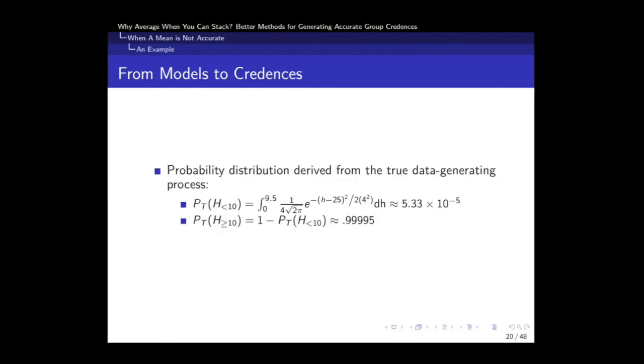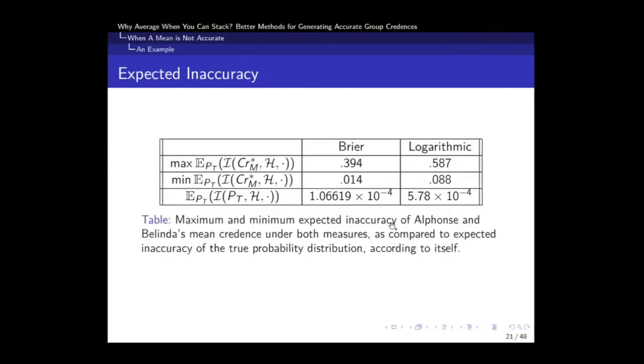But of course, if we were to derive a probability distribution from the true data generating process, we would get very different results, right? So if we use the true data generating process to derive probabilities, we see that the true probability that less than 10 hares are observed in the forest is very close to 0, 0.533 times 10 to the negative fifth, and the probability that 10 or more hares are observed in the forest is very close to 1. And this is borne out in the calculations of expected inaccuracy.